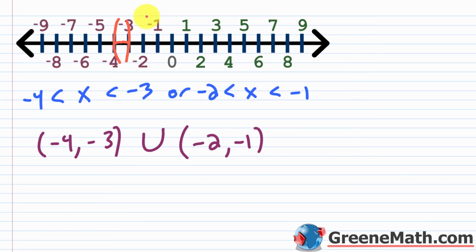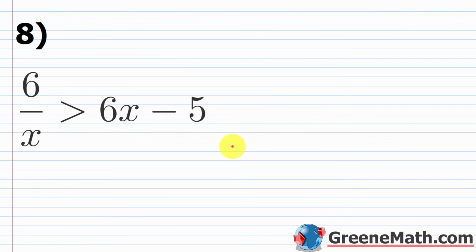Let's come to negative 2. Let's put a parenthesis there or an open circle. Then come to negative 1. Put a parenthesis there or an open circle, and just shade everything in between. So x here can be anything that's greater than negative 4 going up to and excluding negative 3. Or it could also be anything larger than negative 2 going up to and excluding negative 1. All right, let's take a look at problem number 8 now.